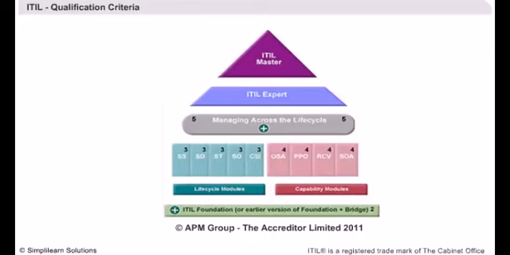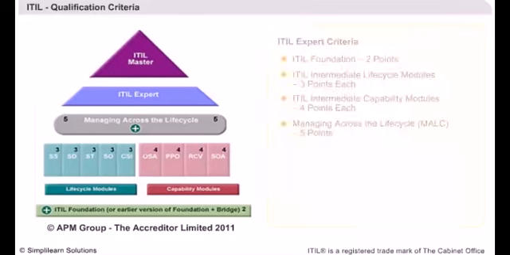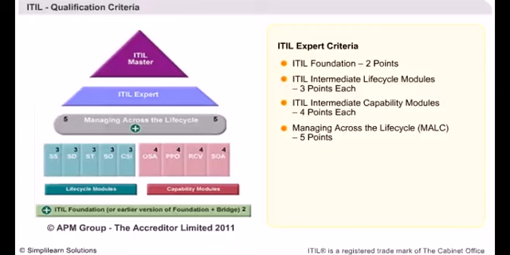ITIL certification path is based on credit point system. That is, you need to accumulate 9 credit points at each stage until expert. ITIL Foundation is the first certification which gives you 2 credit points on certification. On completion of the foundation level, you become eligible to appear for intermediate level, where you can choose from the 2 streams, 1. Lifecycle and 2.